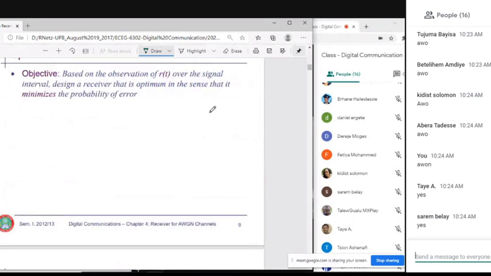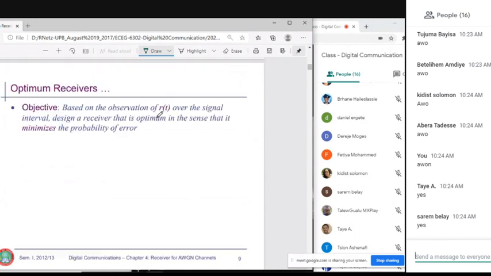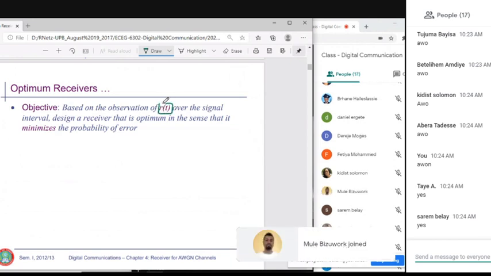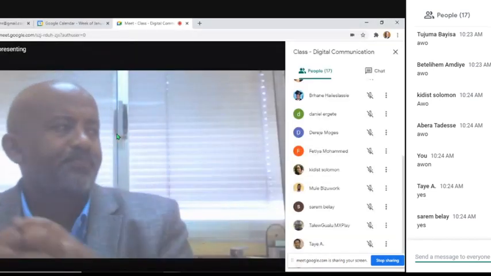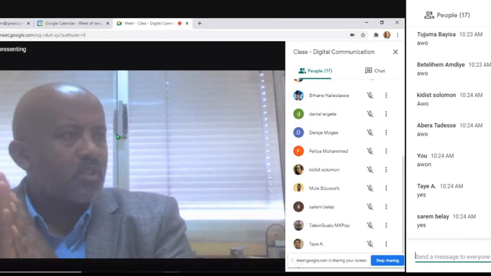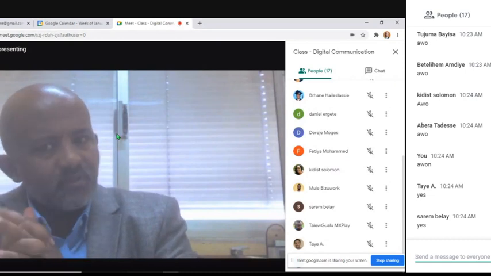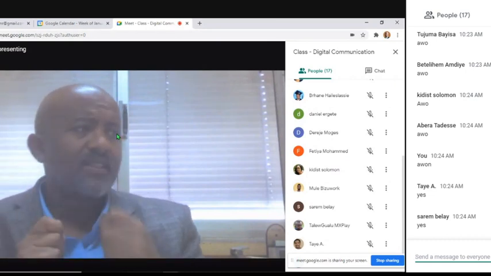Or what would be the task of an optimal receiver? We start with the fact that on the receiver side we have r(t), which is the sum of the transmitted waveform s_m(t) plus n(t). Given that on the receiver side r(t) is being received, if we observe it from the receiver side, we start with the fact that we have r(t).